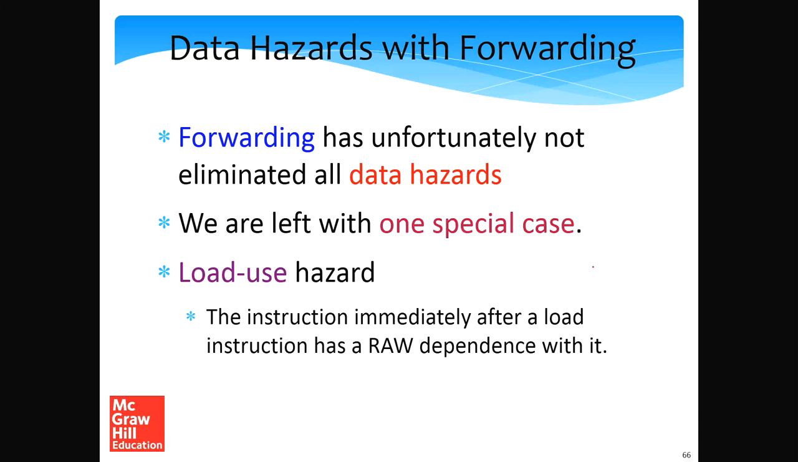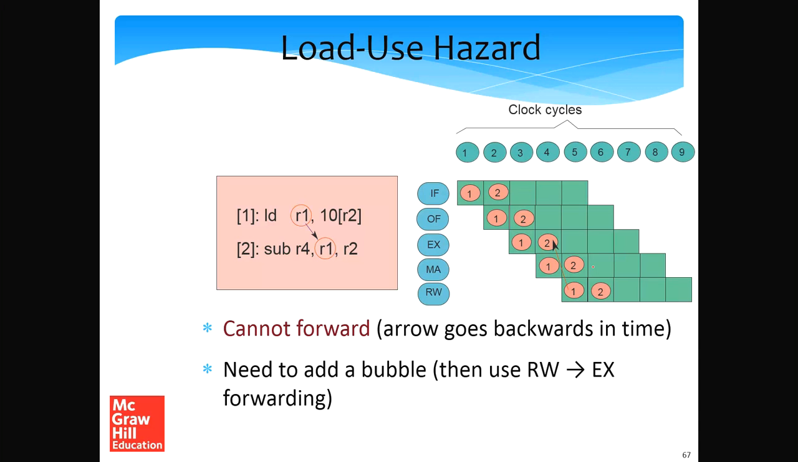So what is this case? The case is when the instruction immediately after a load instruction has a RAW dependence with it. So let's consider a load instruction whose destination register is R1, as we have been doing, and let's consider an ALU instruction whose source operand is also R1. So there is clearly a read after write dependence that we see forming over here.